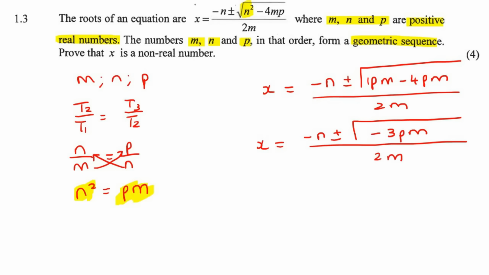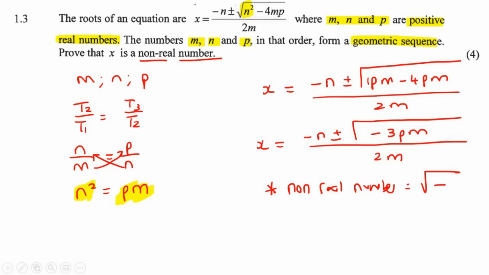Okay? Now, they said they want us to prove that x is a non-real number. What is a non-real number? Well, a non-real number is when you have a negative inside a square root. So you can't just say, oh, there's a negative inside the square root, that's why it's a non-real number. This whole thing must be negative.